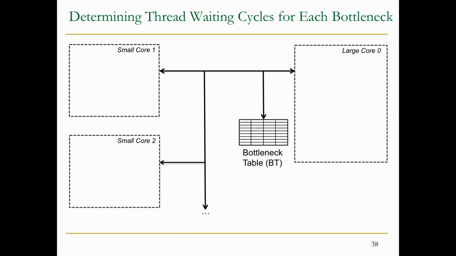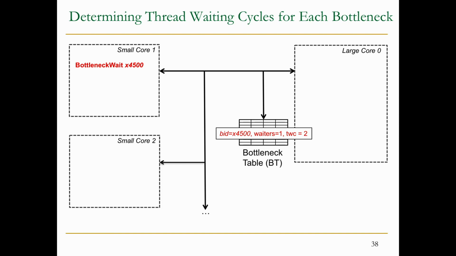So basically, we're going to keep track of how much thread waiting each potential bottleneck ID has been causing while the program is running. Let's assume that small core 1 executes a bottleneck wait instruction. It basically sends a signal to the bottleneck table saying, oh, for bottleneck ID 4500, I'm waiting on it. And initially, the thread waiting cycle is 0. But over time, while the small core is waiting, the thread waiting cycles get incremented. Because small core 1 said, I'm waiting for this bottleneck, keep incrementing the cycles until I tell you I'm not waiting for the bottleneck anymore.